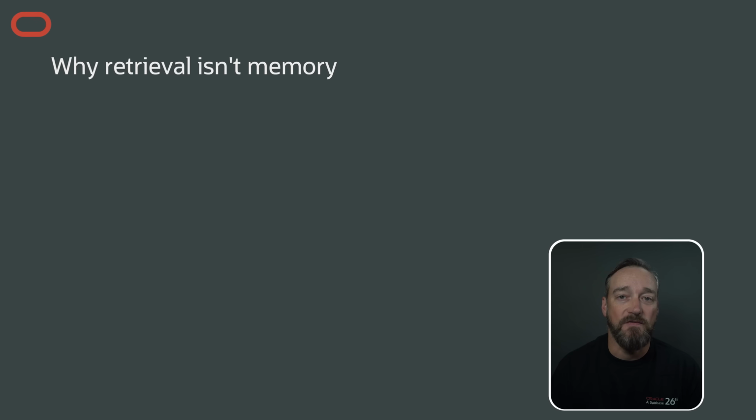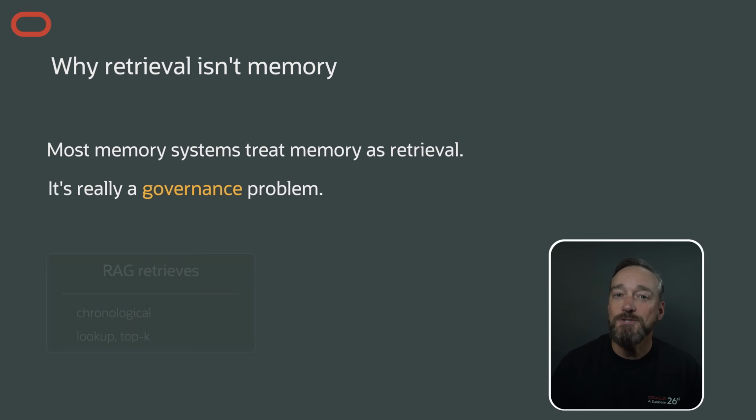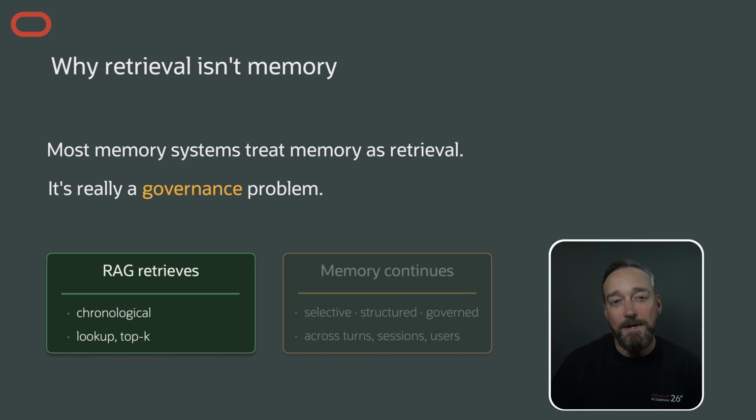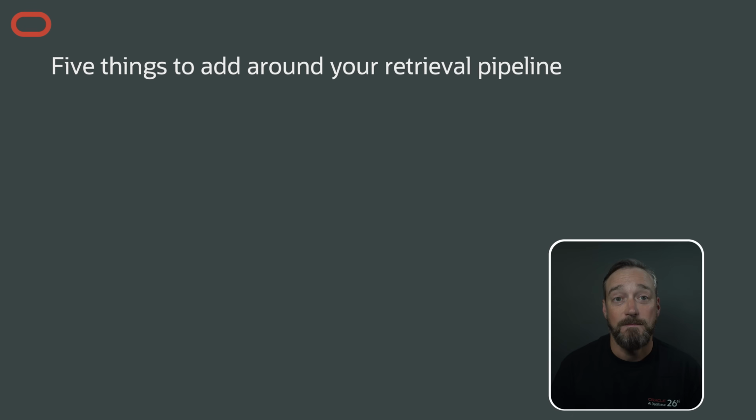Most memory systems fail because they treat memory as a retrieval problem, when it's really a governance problem. Chat history is chronological. Memory is selective, structured, and governed. Those are completely different things. RAG retrieves, and a memory system continues across turns, across sessions, and across users.